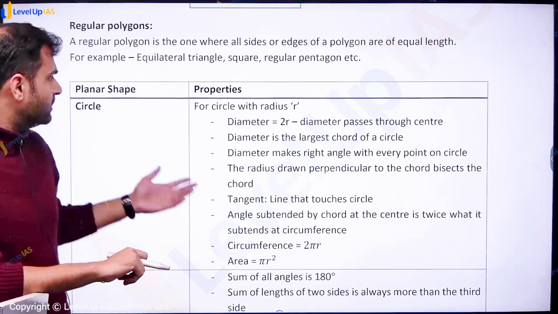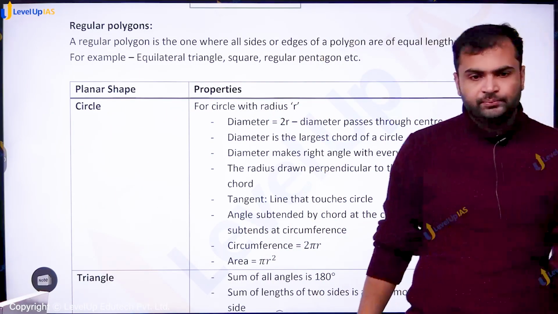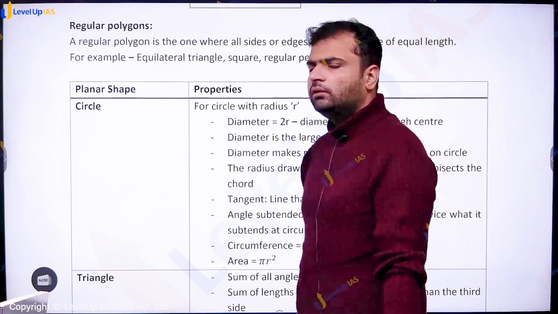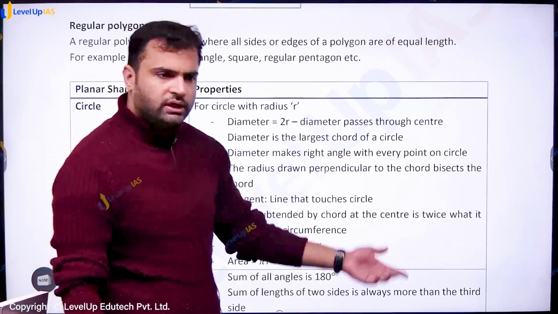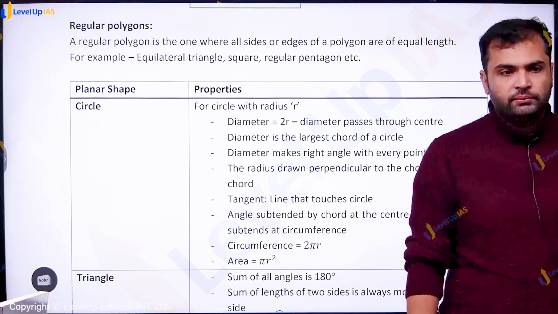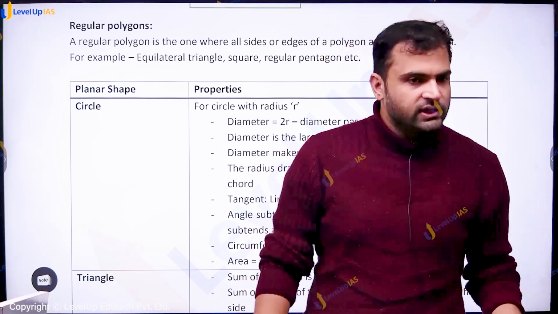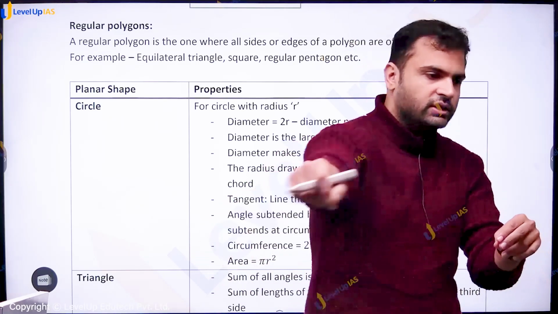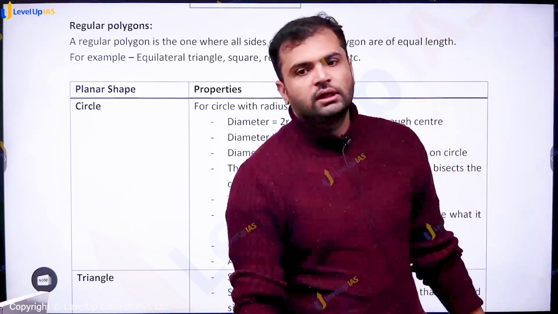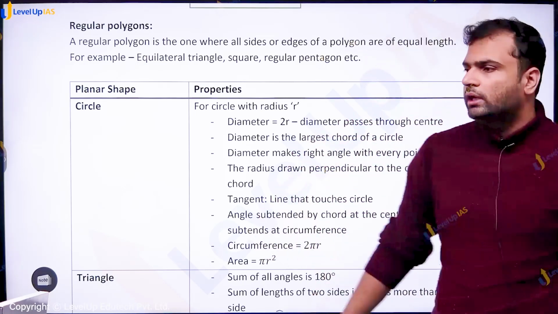Then we will see some properties of popular planar shapes. First is circle. Circle, we have already defined that it is a curve in a space or in a plane such that it is at a constant distance from a fixed point. We take a point on a plane, any point, and we decide a constant distance, and from that point at a constant distance we draw a curve. That curve is called circle. Circle has a center and it has a radius. That constant distance is called radius.